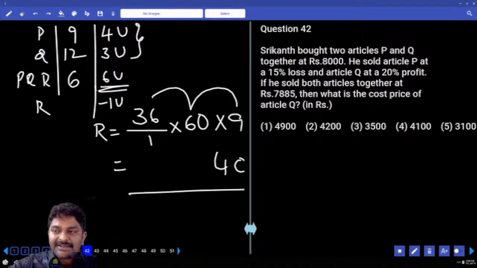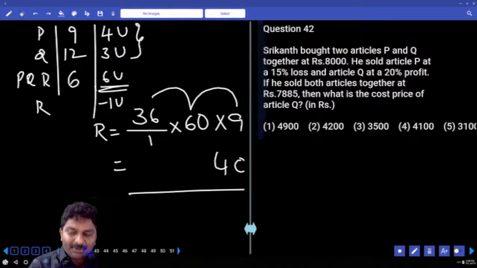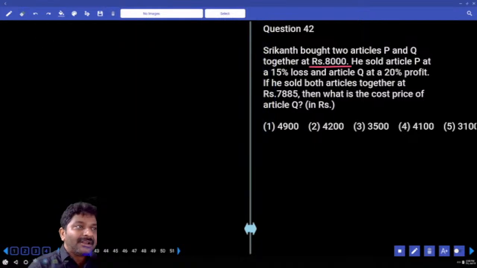Srikanth bought 2 articles P and Q together at 8,000. He sold article P at 15% loss and article Q at 20% profit. If he sold both the articles together at 7,885, what is the cost price of Q? Right. What is 8,000 called in terms of words? Total cost price. What is 7,885? Total selling price. Correct? Right.